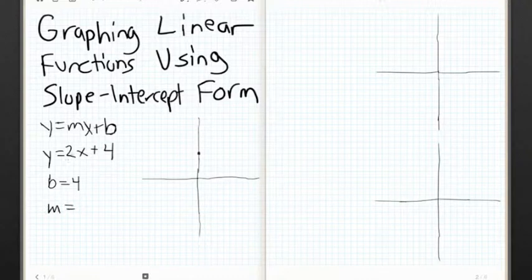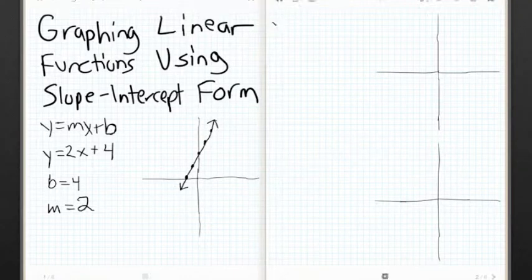And our slope right here is 2. What that means is we go up 2, to the right 1, and plot a point. Up 2, to the right 1, plot another point. Now we can go in the other direction, just following the same pattern. Once you have a good amount of points, we can connect the dots and put an arrow on the ends to show that the line goes on forever.